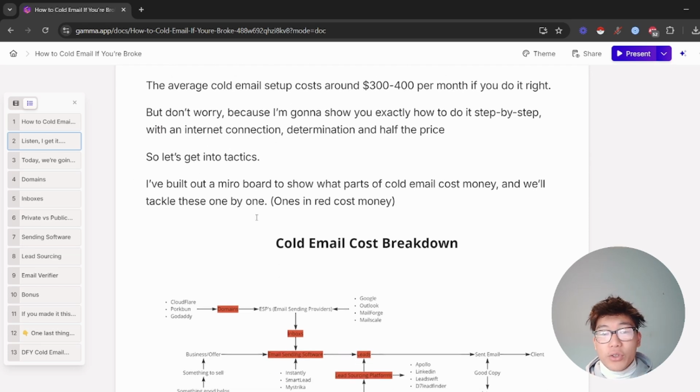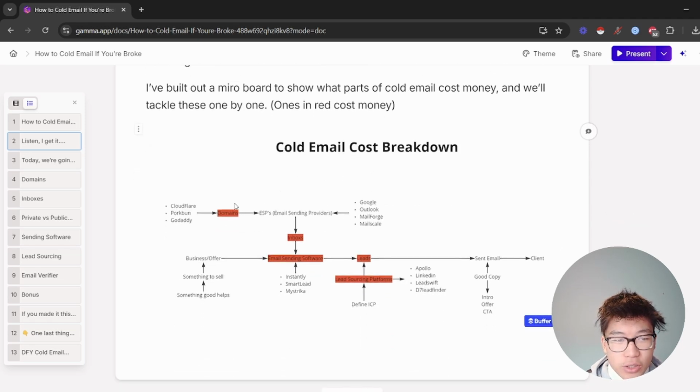I built out a Miro board to show what parts of cold email cost money: the most amount of money, the least amount of money, and where you should be directing most of your focus. We'll tackle these one by one. The ones in red cost money. When you begin cold emailing, you need to buy domains from registrars like Cloudflare, Porkbun, GoDaddy. Like if you set up a website, you've seen these places where you buy domains. So obviously that's a set cost.